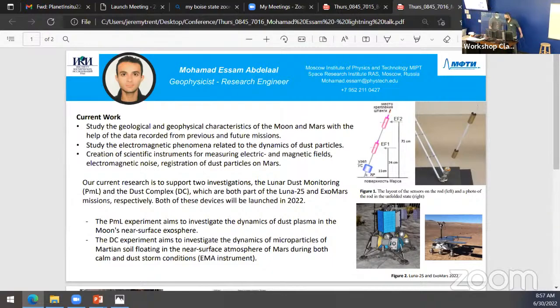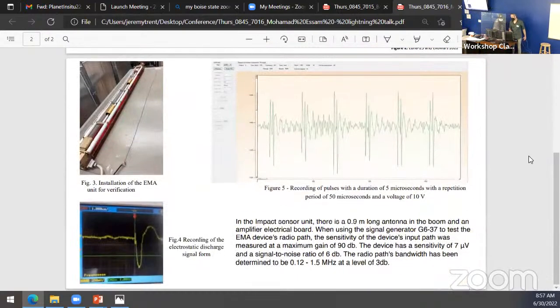Next slide, please. So in short, the electromagnetic activity measurement unit of the Martian atmosphere, EMA, is designed to register an alternating electromagnetic field in the frequency range from 0.1 to 1 megahertz. The unit registers the amplitude of the noise signal in the filter band of the amplifier. A signal of this type can be seen as white noise at the output of a bandpass filter. In the impact sensor unit, as you can see in figure number 3, there is a 0.9 meter long antenna in the boom and an amplifier electrical board.